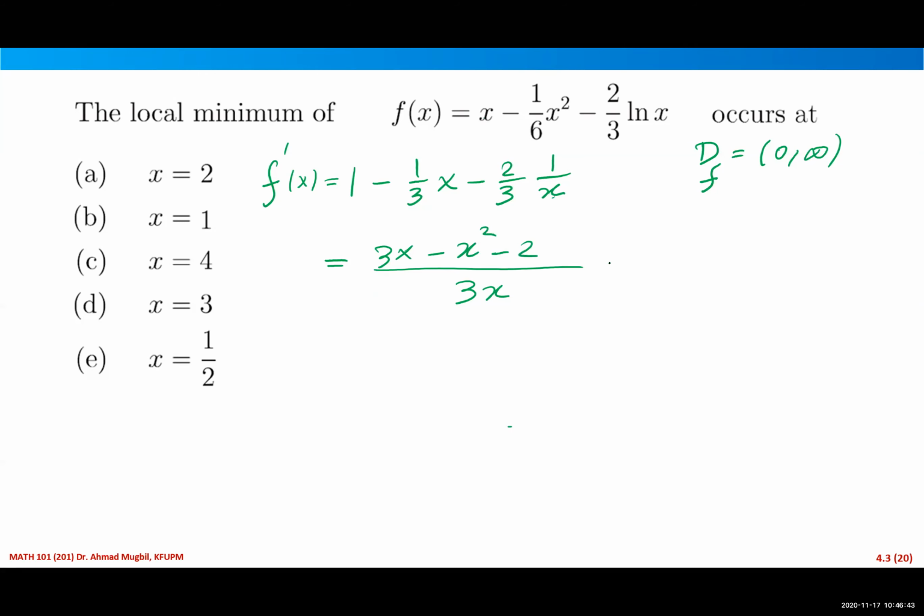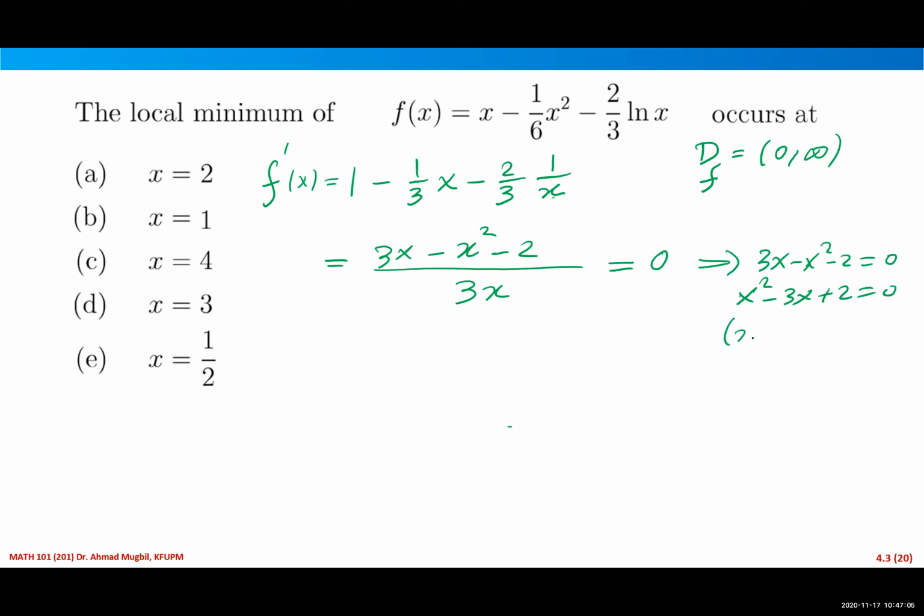Now you need to set this one equal to 0. When you put this equal to 0, what will you have? You will have the numerator equal to 0. So this implies that 3x minus x squared minus 2 equals 0. You need to solve it. It will be x squared minus 3x plus 2 equals 0. You need to multiply by negative 1.